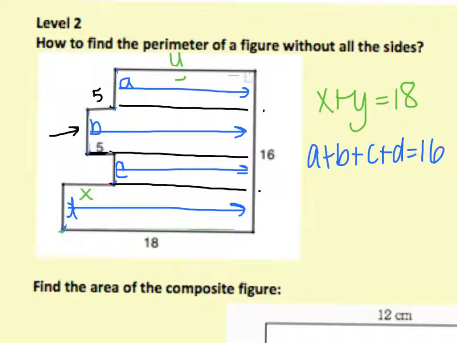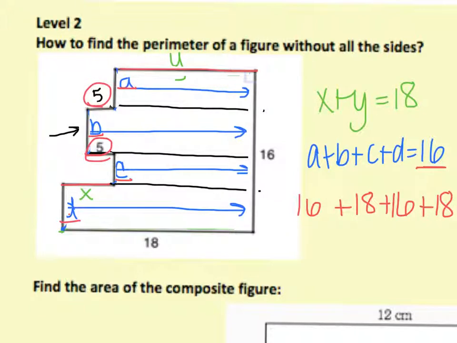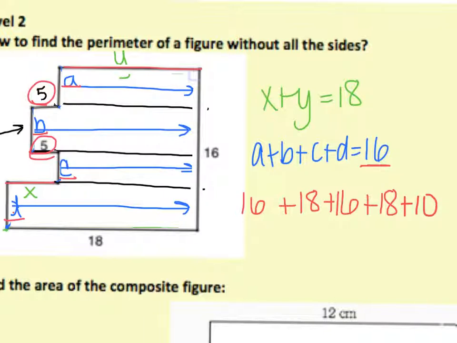So I'm going to add all of them up. So I've got 16 on the side here, plus 18 on the bottom. And now I'm going to add the D plus C plus B plus A, and I know that's 16 altogether. And then now I'm going to add the x plus y, and that's going to be 18. And then the last two that I got to remember to add in are these 5s. So I'm going to add in plus 10. So if I add all those together, 16 plus 18 plus 16 plus 18 plus 10, that's going to equal 78. So our perimeter is 78 units.